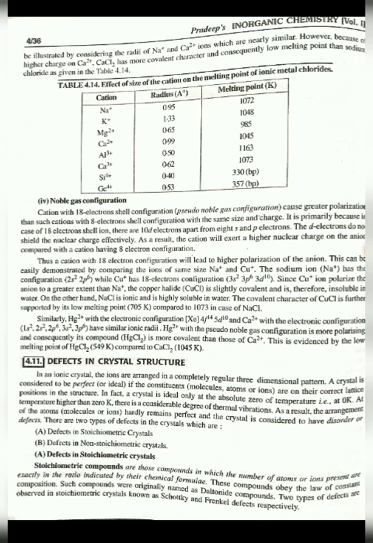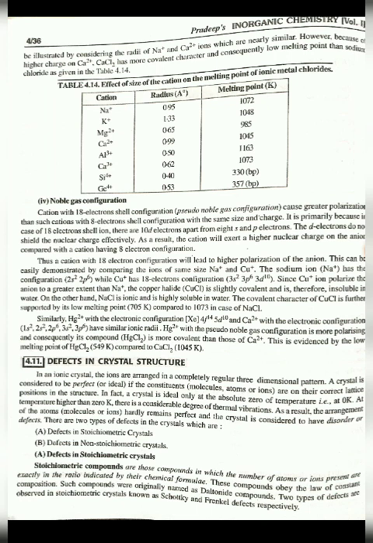In fact, a crystal is ideal only at absolute zero temperature, that is at 0 Kelvin. At temperatures higher than 0 Kelvin, there is a considerable degree of thermal vibrations. As a result, the arrangement of the atoms, molecules, or ions hardly remains perfect, and the crystal is considered to have disorder or defects. There are two types of defects in crystals, which are A. Defects in stoichiometric crystals, B. Defects in non-stoichiometric crystals.